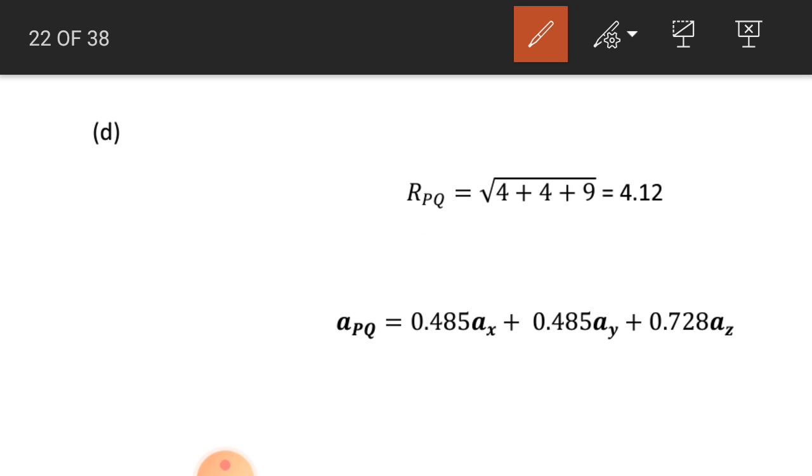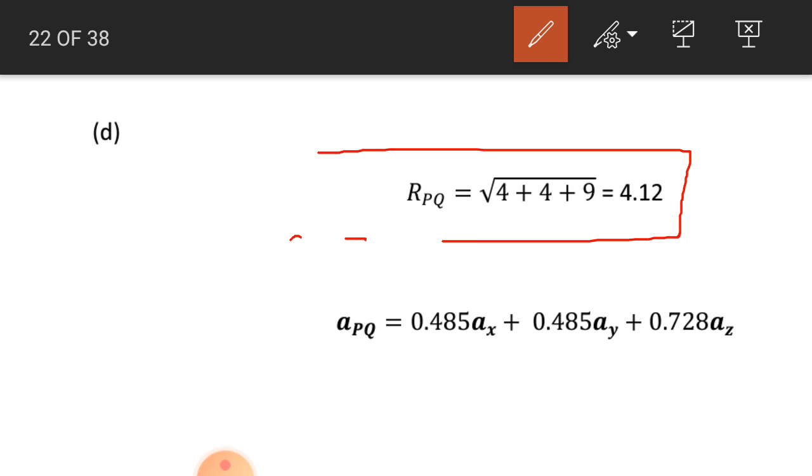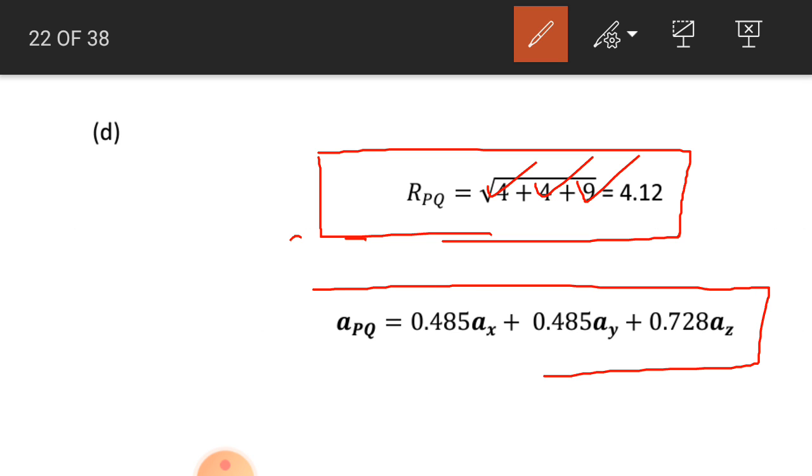So let us calculate the magnitude of the distance vector RPQ. The magnitude of the distance vector RPQ will be equal to the square root of the square of the x component plus the square of the y component plus the square of the z component. And then we calculate the unit vector in the direction of the distance vector RPQ, and this is the unit vector in the direction of the distance vector RPQ.